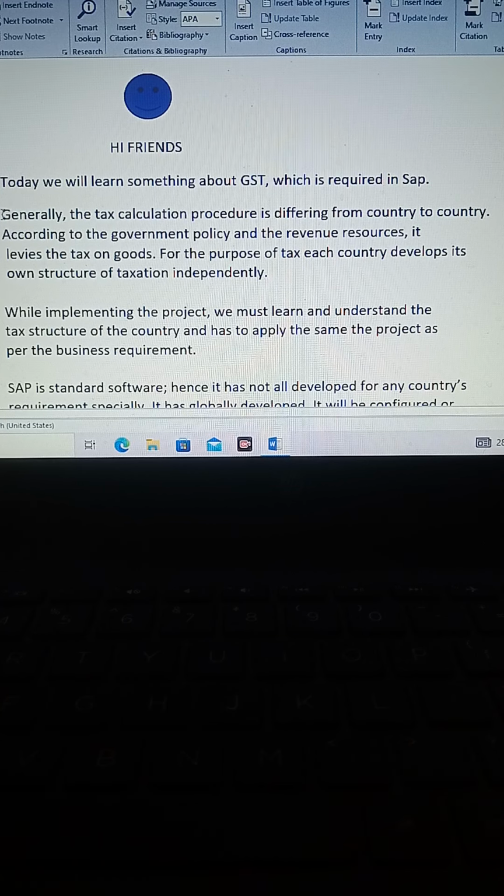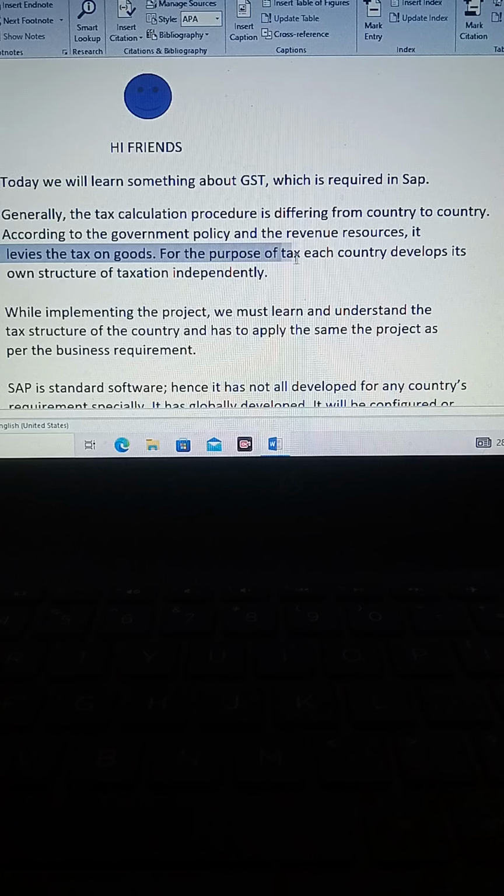Generally, the tax calculation procedure differs from country to country. Various countries follow their own taxation rate, and we also follow our own taxation rate. There are direct and indirect taxes, and one of them is GST. According to government policy and revenue resources, it levies taxes on goods.